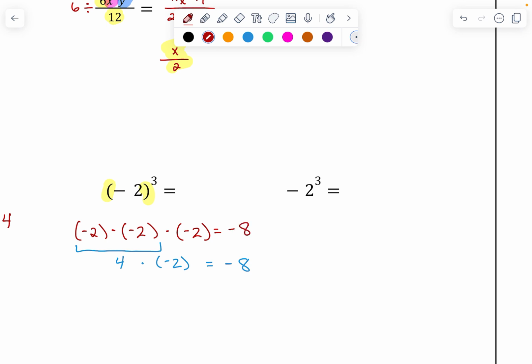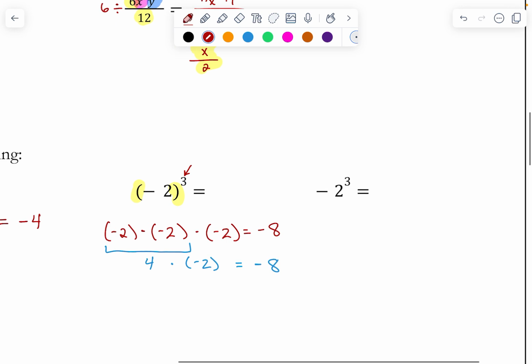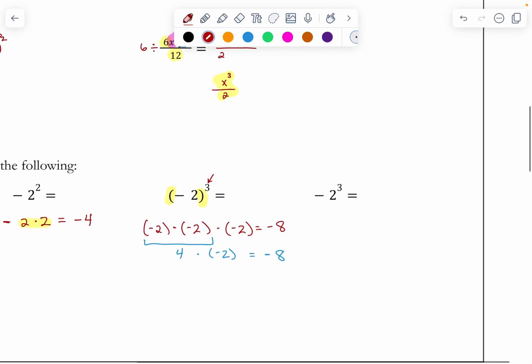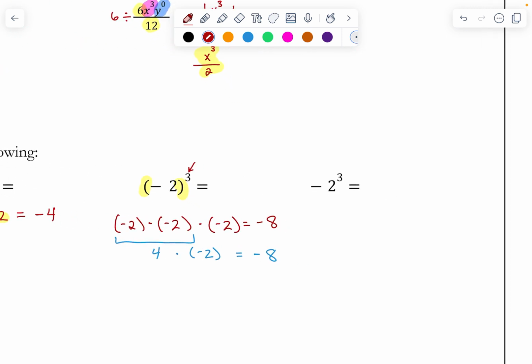Now the reason that this is still negative is because we have an odd exponent. Okay, so when we had an even exponent, we were multiplying a negative times a negative, which canceled out and gave us a positive. Here we have one extra negative, which keeps our answer as a negative. Okay, so when you have an odd exponent and your base is negative, your answer is also going to be negative.